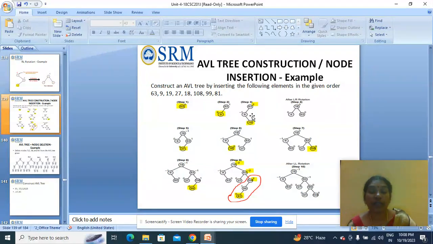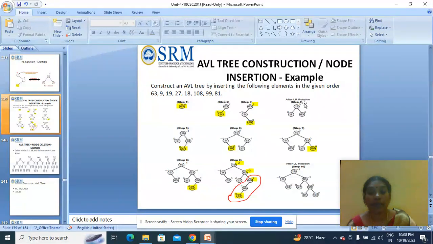RR rotation means first the 19 moves to the 9 position in the anti-clockwise direction. So 19 moves up and 9 becomes its left child. After that we perform the LL case, one step in the clockwise direction. So 19 becomes the root node, 9 is the left child and 63 is the right child. So this is the balanced tree.